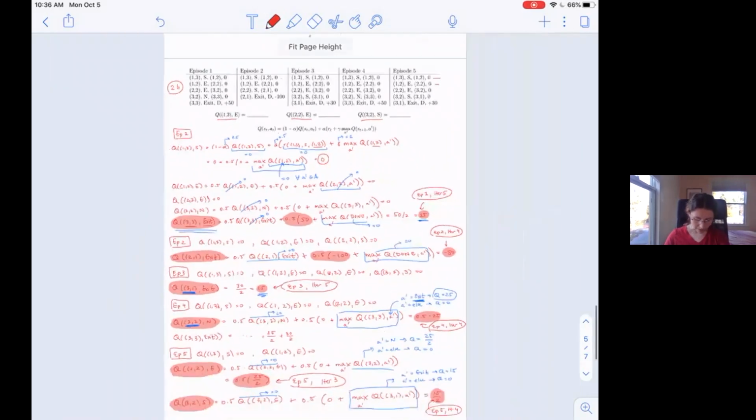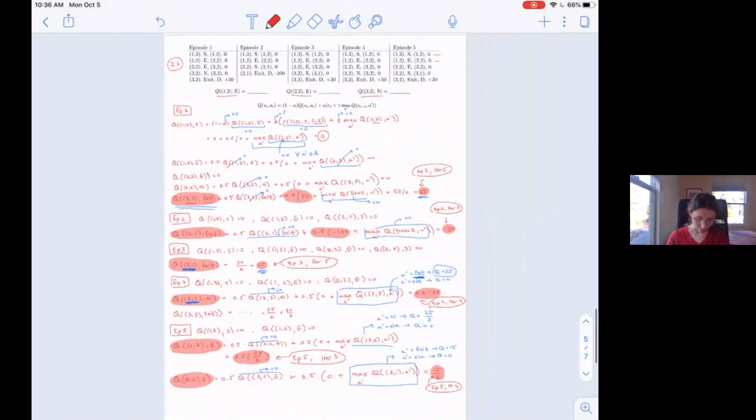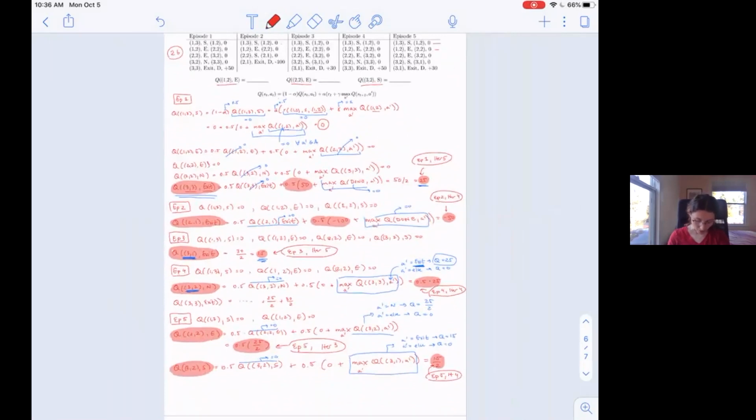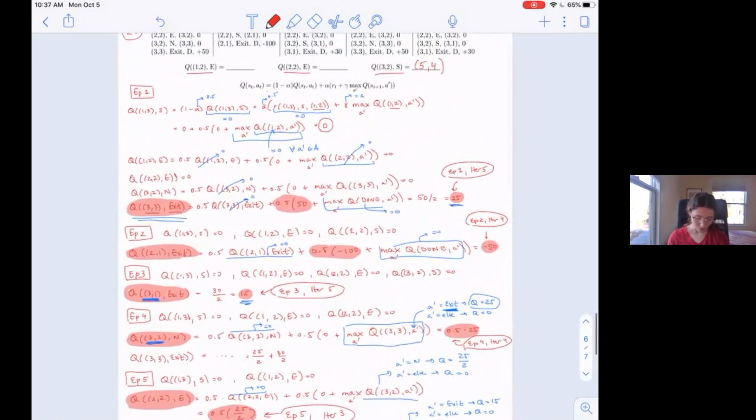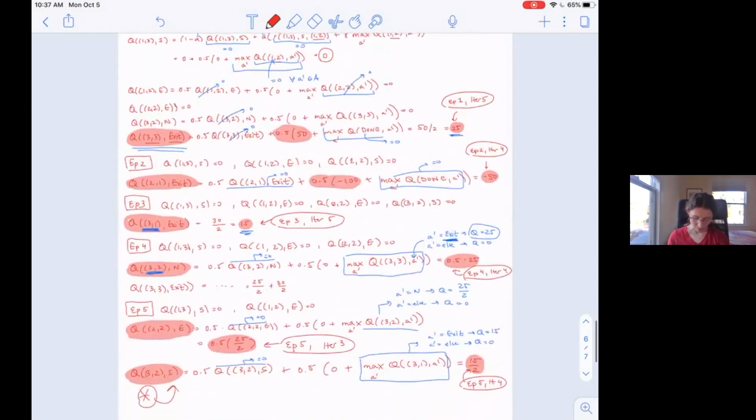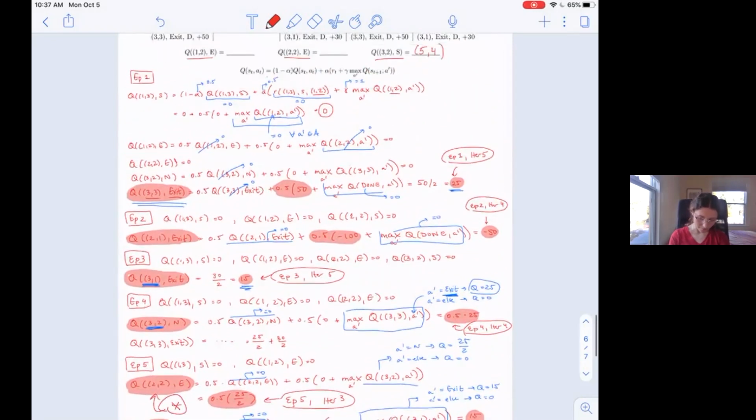Well, if we look at what I've highlighted here, Q of 3, 2 south, we updated for the very first time right here. So we did this in episode 5, iteration number 4. What about for Q of 2, 2 east? When was the first time we ever updated that? That was right here. And we did that in episode 5, iteration 3.